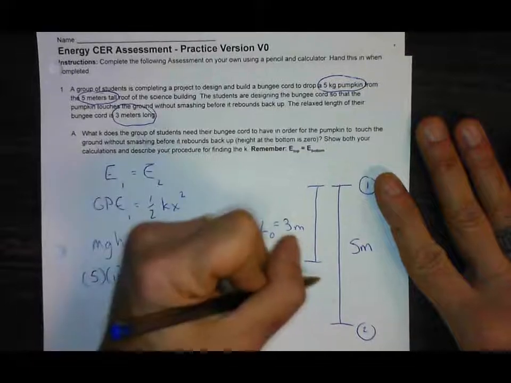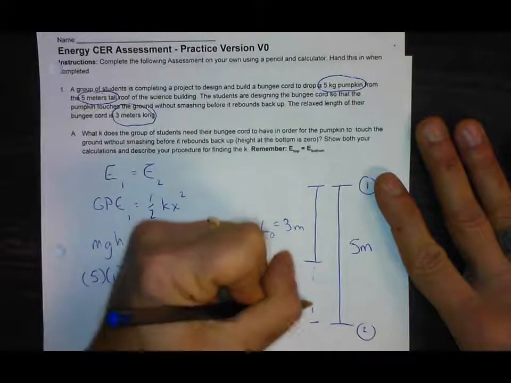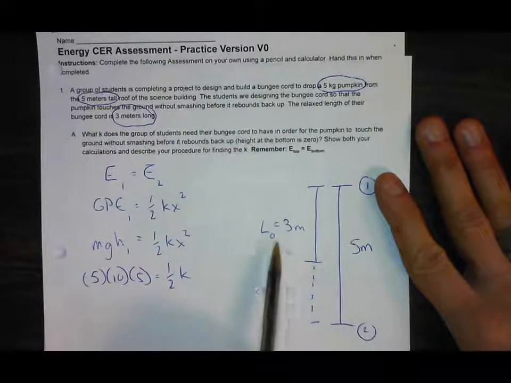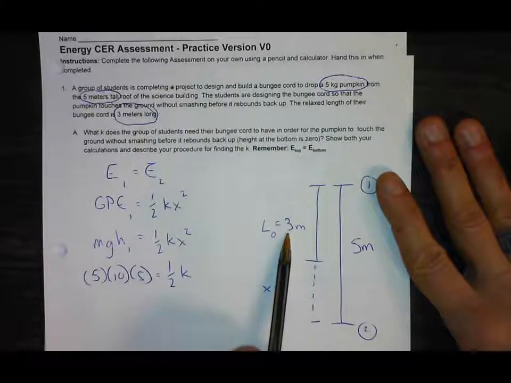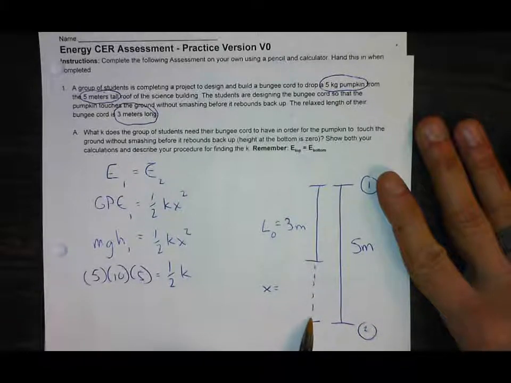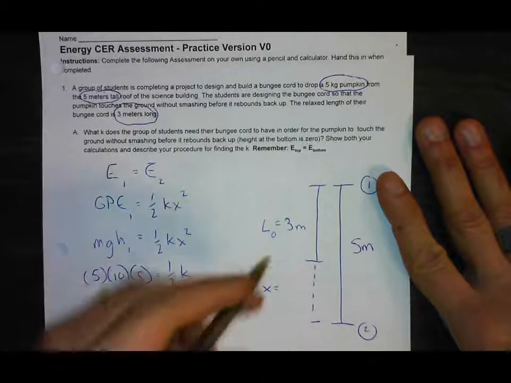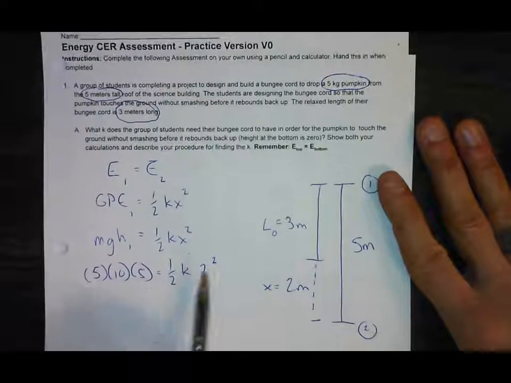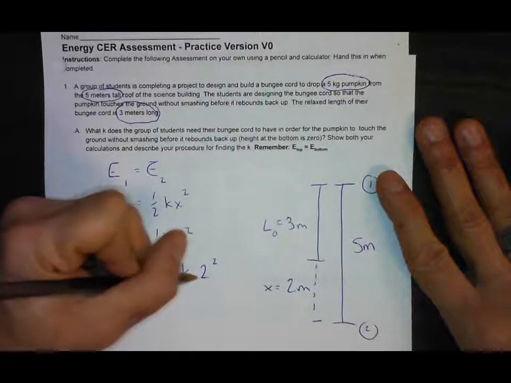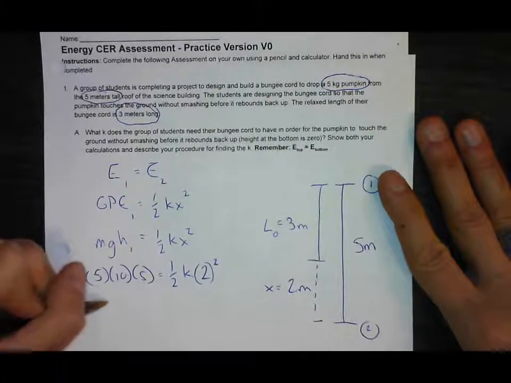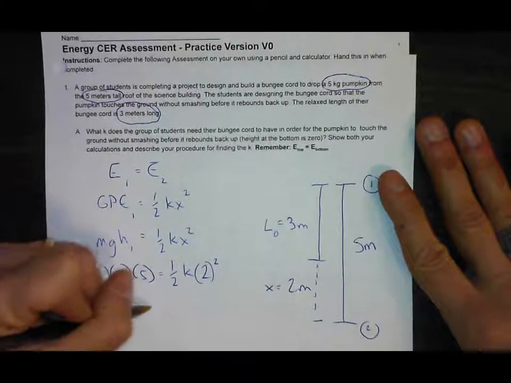My stretch for the pumpkin to go all the way to the ground is, so if this is 3 and this is 5, how much does it need to stretch to get to the ground? And that number should be 2 meters. So my stretch is 2 meters, 2 squared. Now I'm going to calculate this. This is 250.